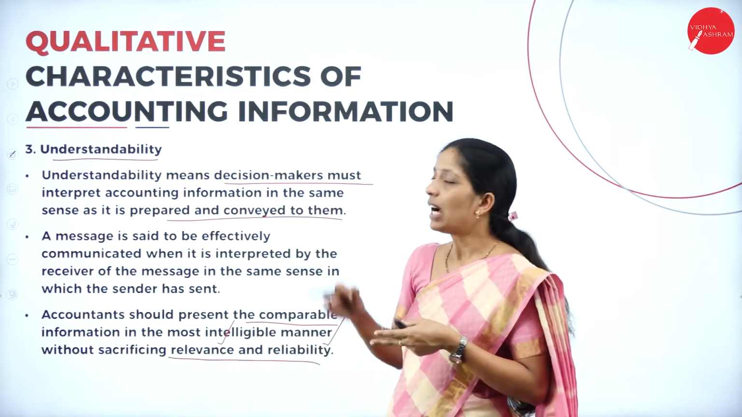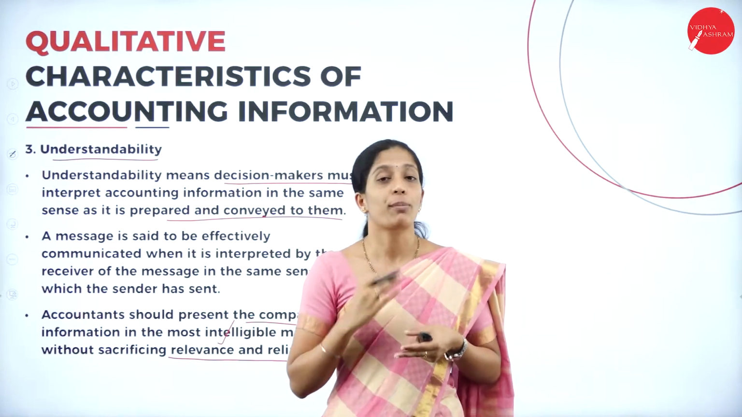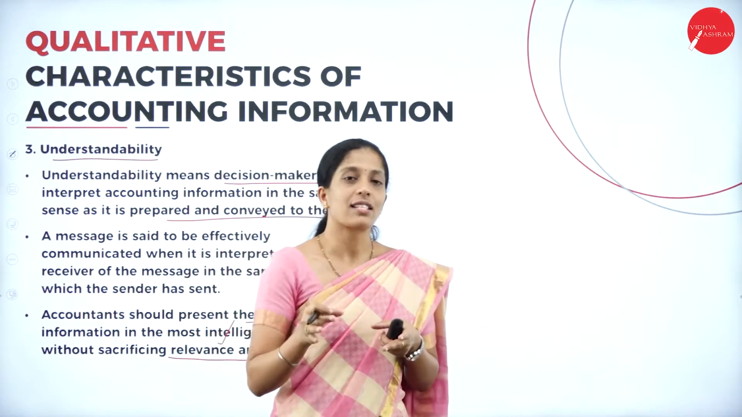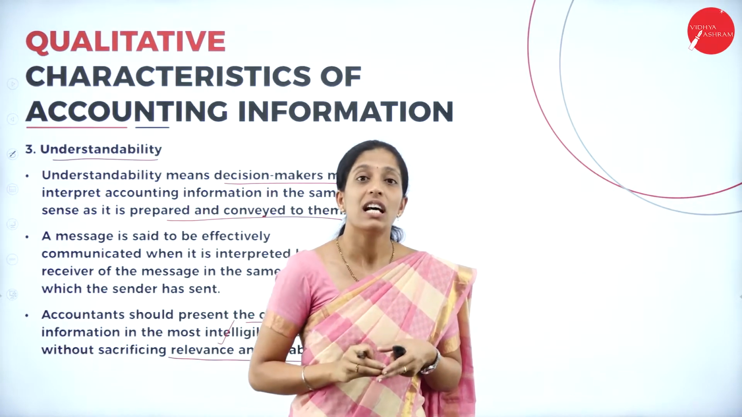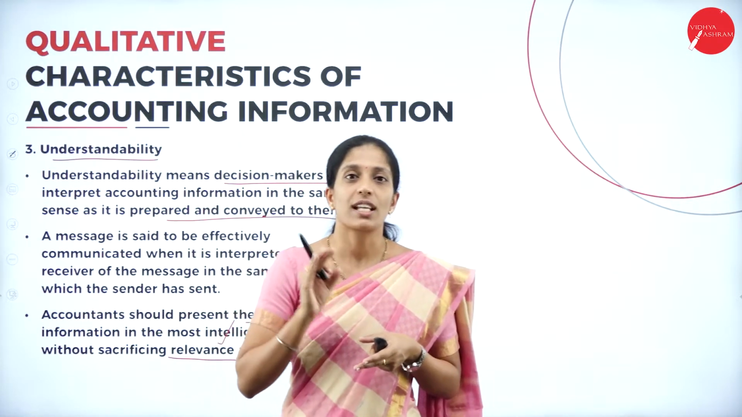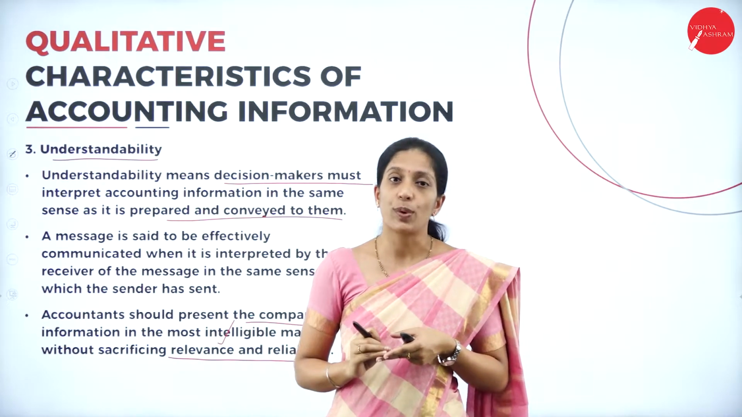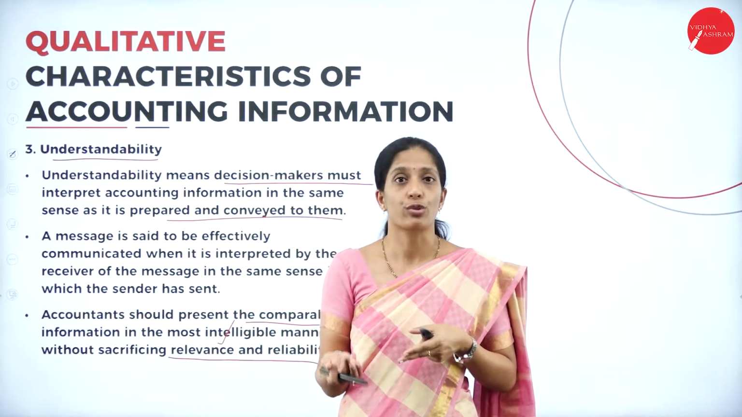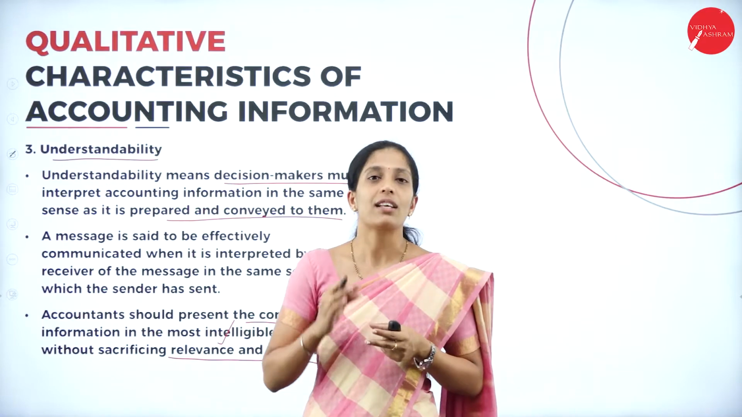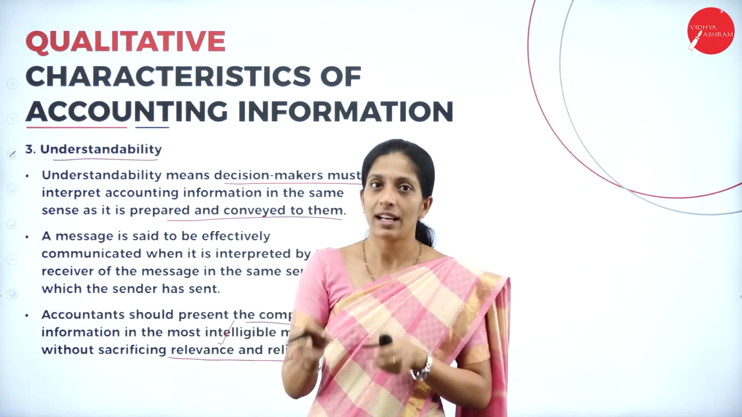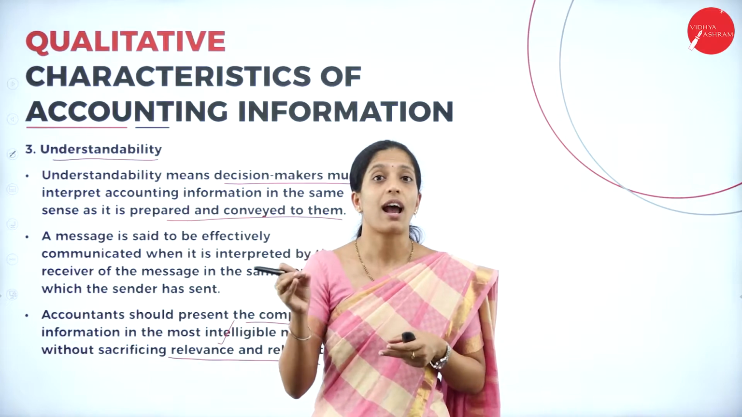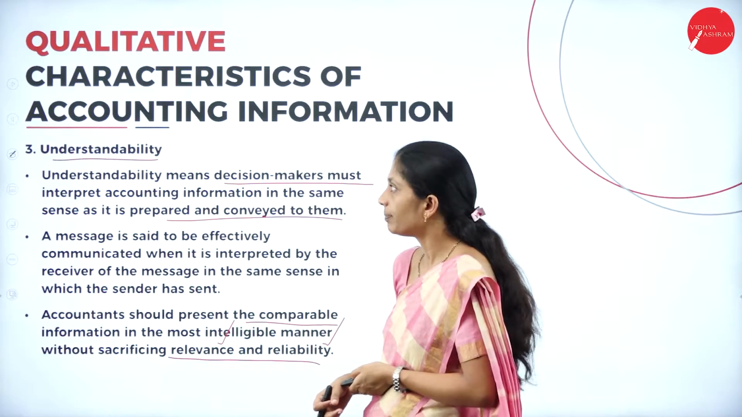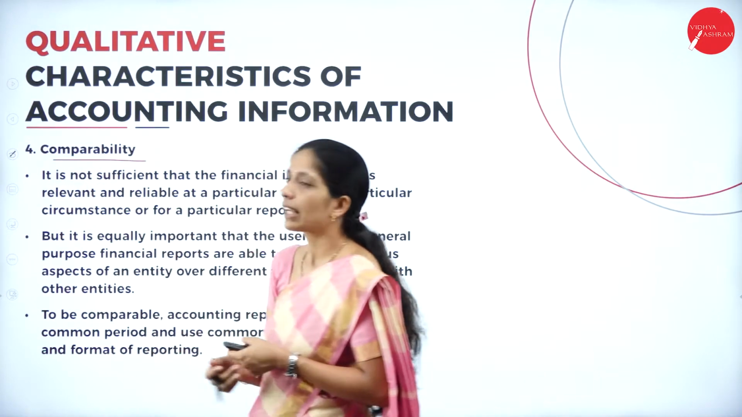Here what you have to remember, understandability in the sense that the accounting information has to be conveyed in the same sense. How the sender sends, in the same sense the acceptor has to receive the accounting information. So here the conveying of the message is very important. So here they have to keep the importance of relevance also. Relevance in the sense that it has to be conveyed at the right time, and reliability should also be there because the user has to depend on the accounting information in order to take proper decisions. Next, the fourth characteristic is comparability.